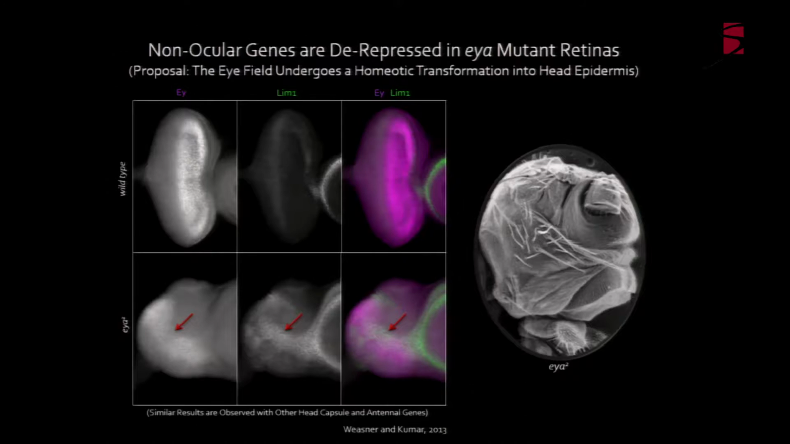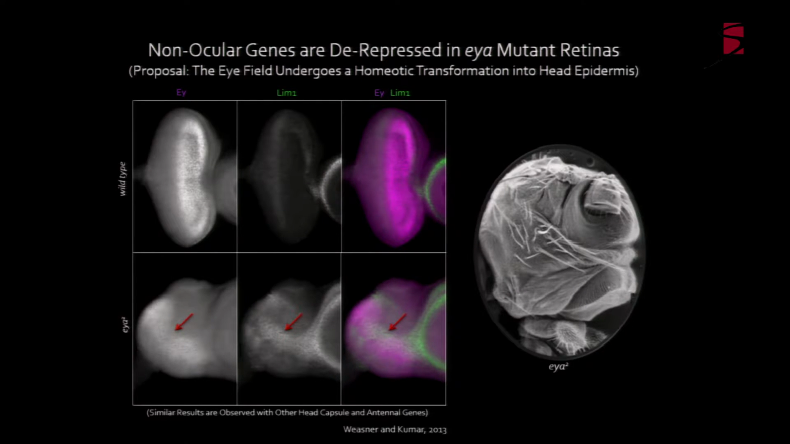And what surprisingly happened was that you will see a de-repression of all of the head epidermis genes that we know of. We tested about a dozen or 15 of them. I'm just going to show you one of them on this particular slide here, in which if we look at the wild type, you're seeing that Eya is still expressed in those undifferentiated cells, and then Lim1 is relegated to that surrounding disc of head epidermis.